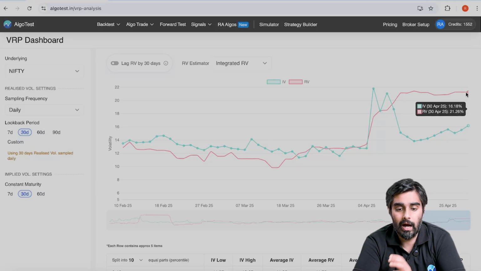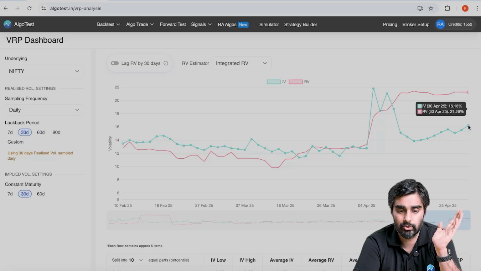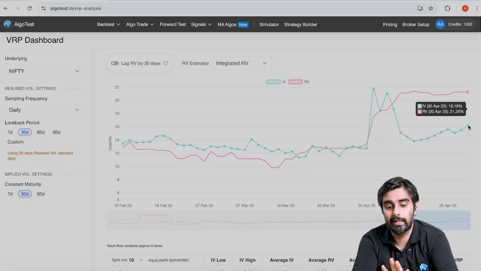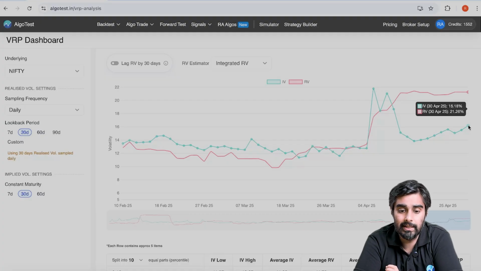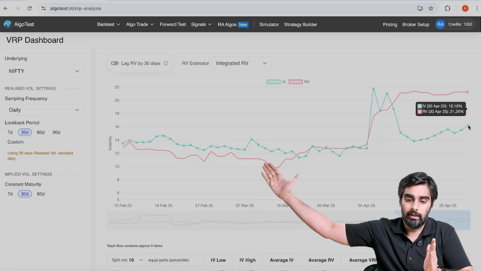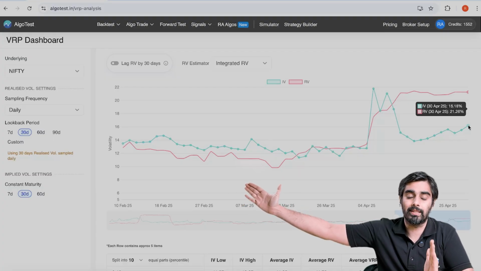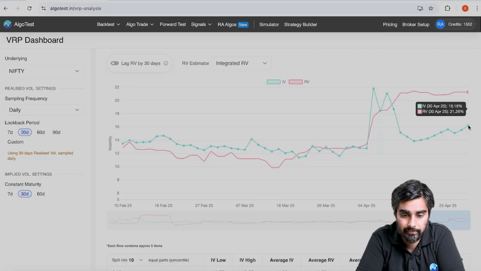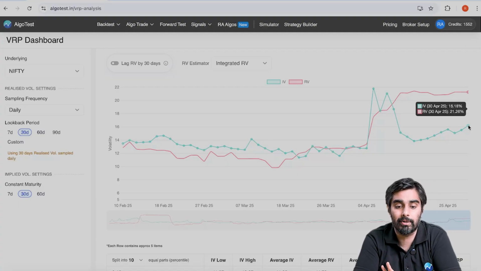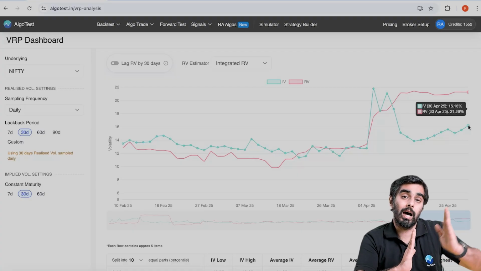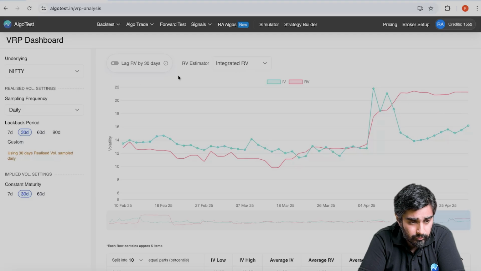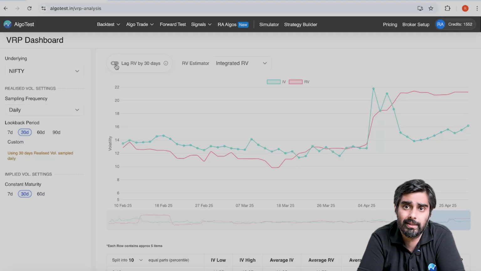Now, IV, of course, is forward looking. By forward looking, what I mean is the IV on 30th April 2025 is 16.18%, so the market is saying that over the next 30 days, the realized volatility is going to be 16.18%. That is the market's estimate. And realized volatility is backward looking. Realized volatility on 30th April 2025 is telling us that over the last 30 days, the market has moved by 21.26%. So we have this little tool called lag RV by 30 days.